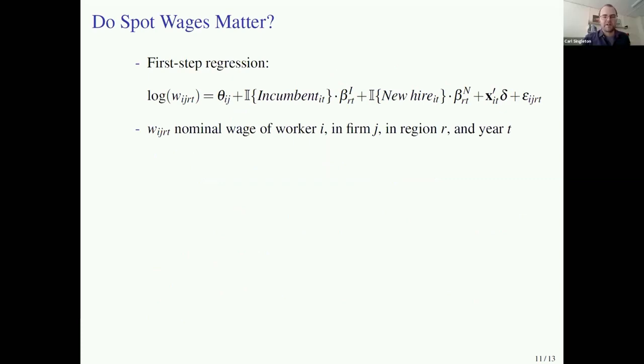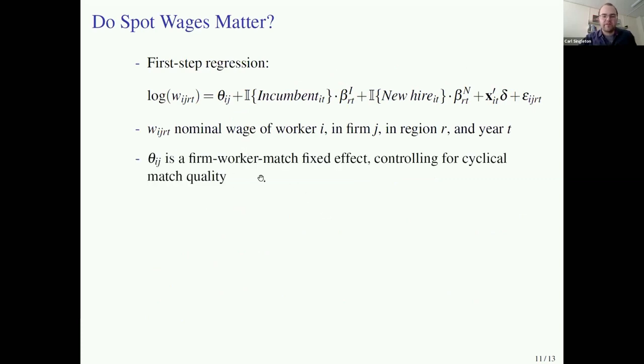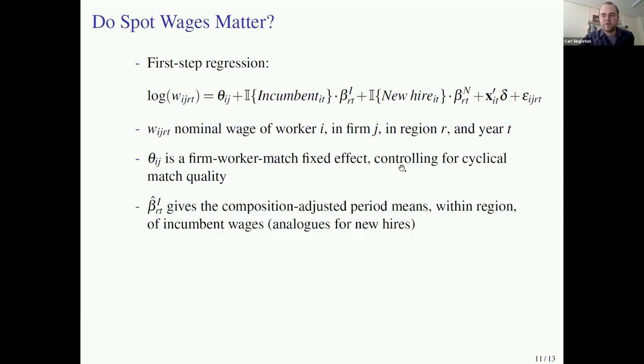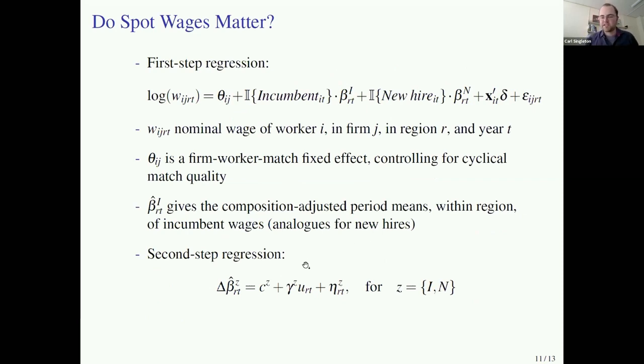So do spot wages matter? To explore this, we use the ASH again. We regress the log wages of worker i in firm j in region r and year t on a dummy for the worker-firm match to control for cyclical match quality. Then we extract these beta coefficients for incumbents and new hires. We've got a bunch of controls in there as well. Then we take these beta coefficients, and in the second-step regression, we regress them on the unemployment rate.